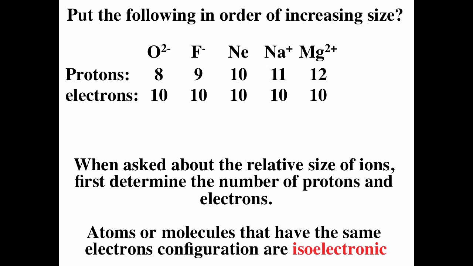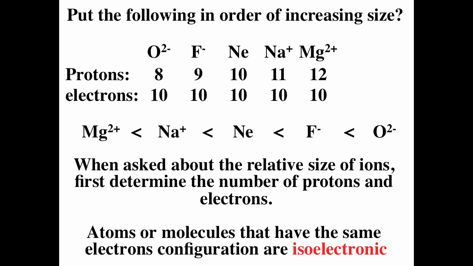Magnesium 2+ has the most protons, and so it should have the strongest electrostatic attraction between outer electrons and nucleus, and so it should be the smallest. Oxygen 2- has the fewest number of protons, and so it should have the weakest interaction between the outer electrons and the nucleus.